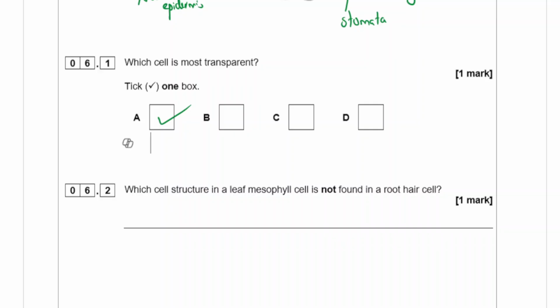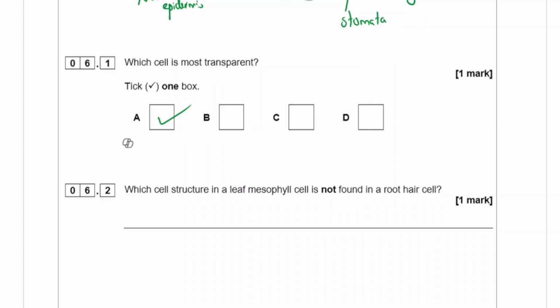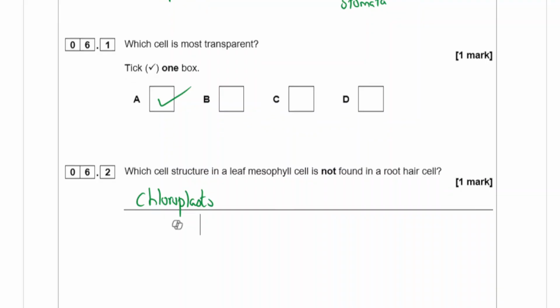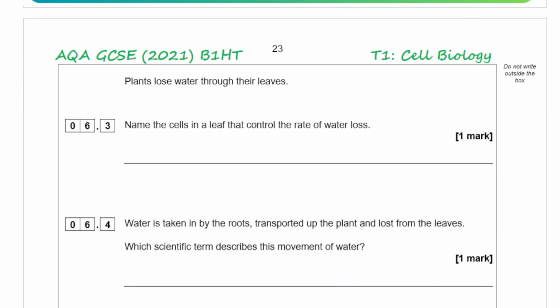Which cell structure in the leaf mesophyll cell is not found in the root hair cell? So this is the mesophyll cell. You wouldn't find chloroplast in the root hair cell. You'll find chloroplast in the palisade and in the mesophyll layers. Plants lose water through their leaves. Name the cells in a leaf that control the rate of water loss. That would be the guard cells.